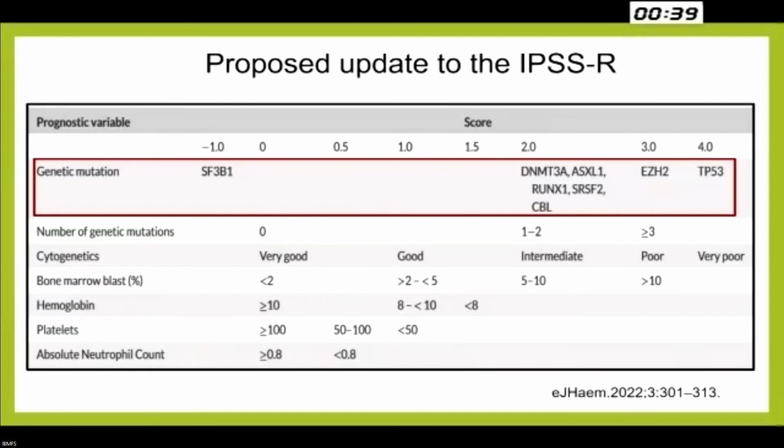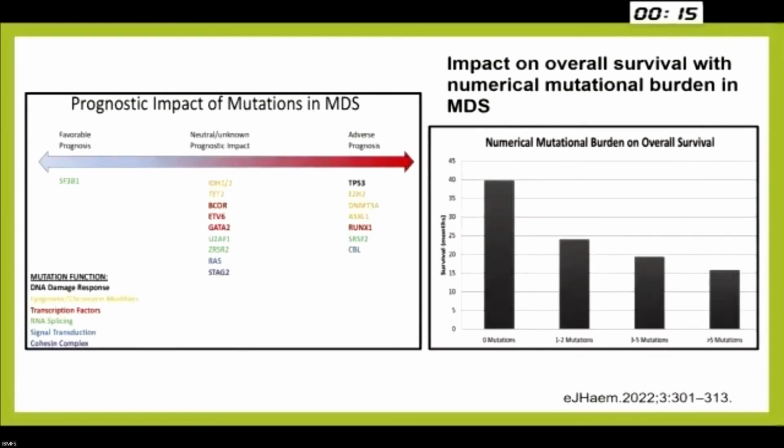You can see it here. You have all the characteristics of IPSS-R. In addition, you have the genetic mutation scores. If you have SF3B1, the best one to have, it is -1, whereas if you have TP53, it is plus 4.0. So you can calculate the score. It has been published in the Journal of Hematology in 2022.